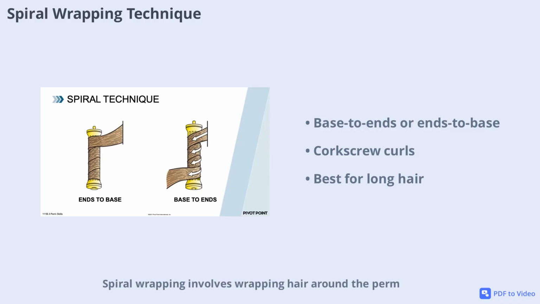Spiral wrapping involves wrapping hair around the perm tool from base to ends or ends to base, resulting in a corkscrew-shaped curl. Each revolution is positioned next to the previous one, creating a consistent texture along the strand. This method is ideal for medium to long hair and produces dramatic, defined curls.